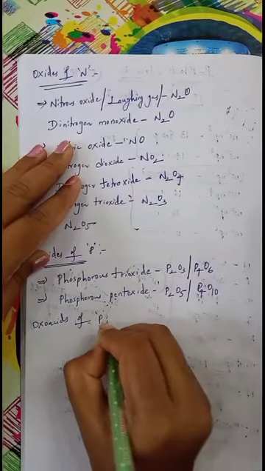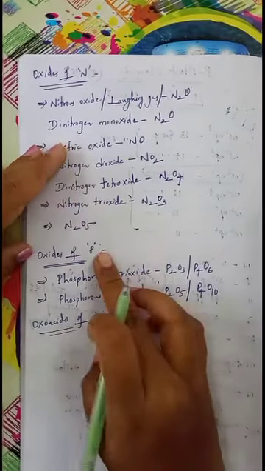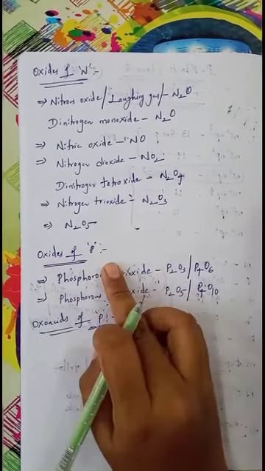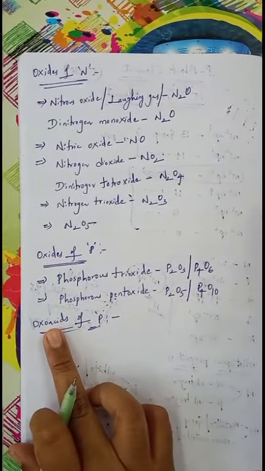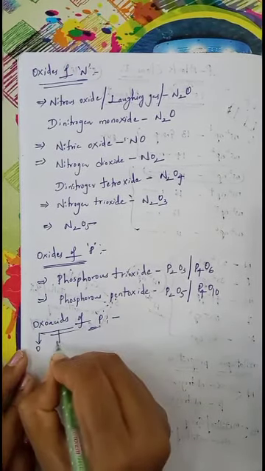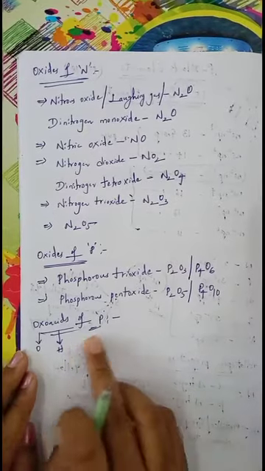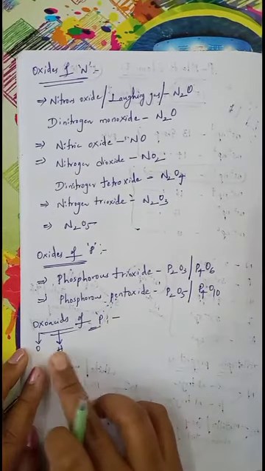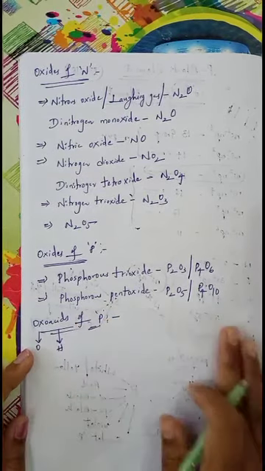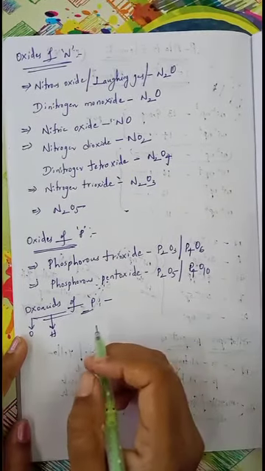Oxide, in the sense, phosphorus which exists along with oxygen, that is called an oxide of phosphorus. Now we are discussing oxo acids of phosphorus. Oxo indicates presence of oxygen, acid indicates presence of hydrogen. So phosphorus along with oxygen and hydrogen is called an oxo acid of phosphorus. So we will see different types of oxo acids of phosphorus.